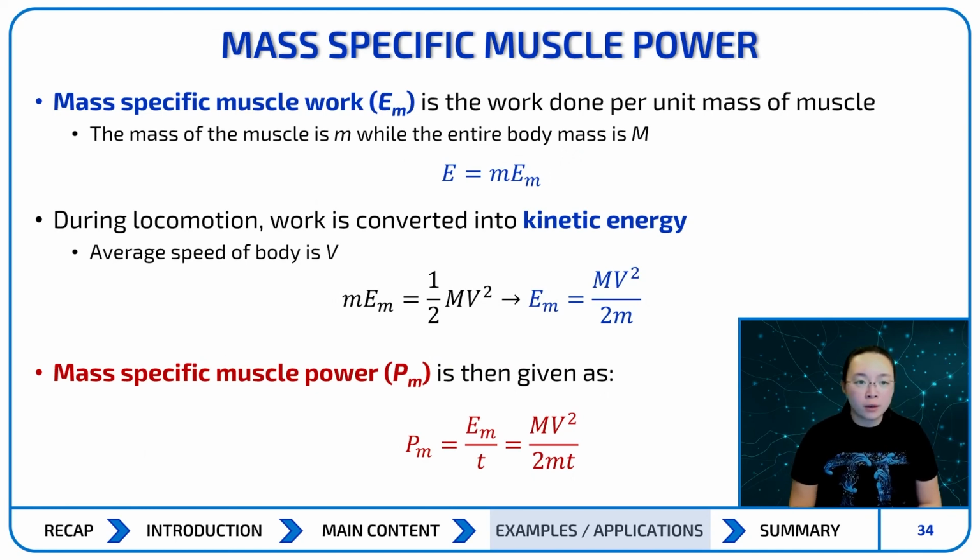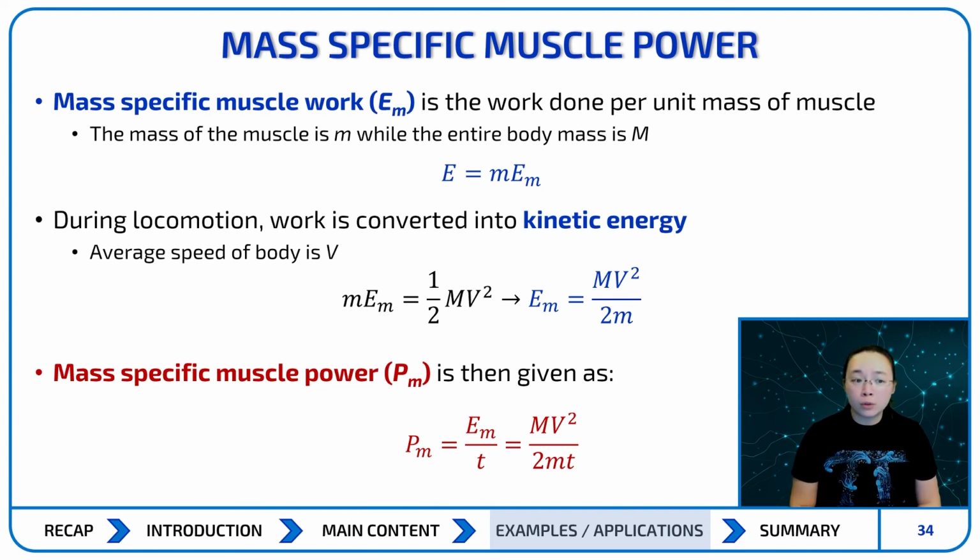The last thing I want to talk about in terms of muscle power is something called mass-specific muscle power. We call that EM, and that's the work that's done per unit mass of muscle. The mass of the muscle is little m, while the entire body's mass is capital M. So if I'm looking at the total energy of a system, and I just want to see the mass-specific muscle work, then I'm going to multiply EM by the total mass, and I should get the total energy.